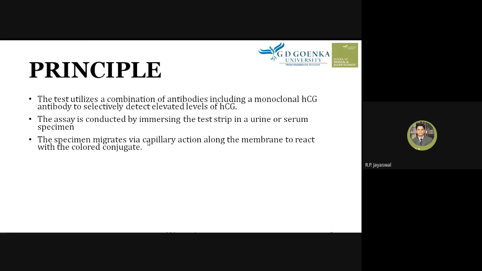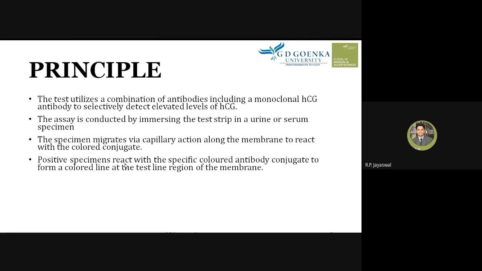After that, when we immerse the strip in the urine, the specimen migrates or moves by capillary action along the membrane. There is a membrane in the strip. The urine migrates through capillary action and reacts with the color conjugate. The color conjugate means enzyme-labeled antibodies, or colored compound-bound antibodies. It can bind with the antibody which is attached to a colored compound like an enzyme.